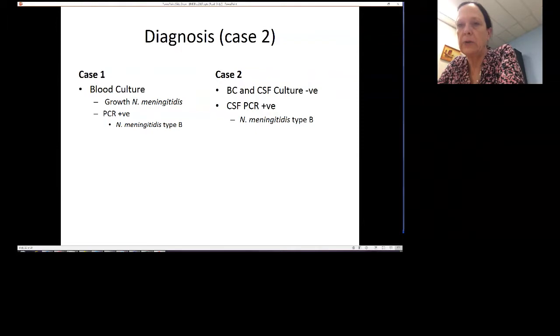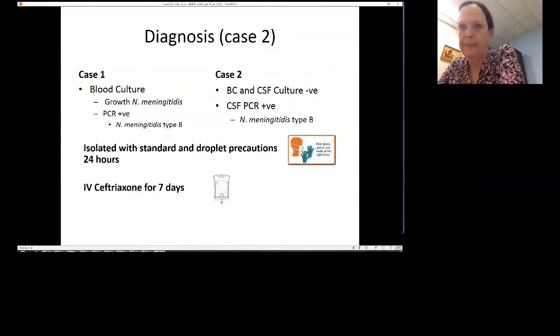His blood culture and CSF culture were negative, but his CSF was PCR positive and later found to have, again, a serogroup B Neisseria meningitidis. So both on the same day, but in different parts of Sydney. So next slide. And they were both isolated and treated. Thank you, sorry.